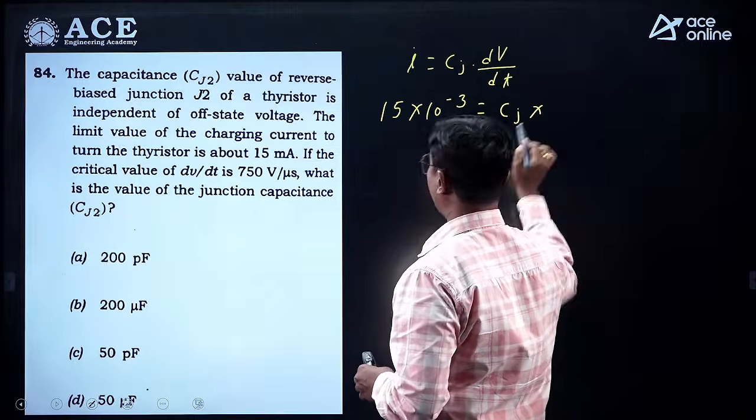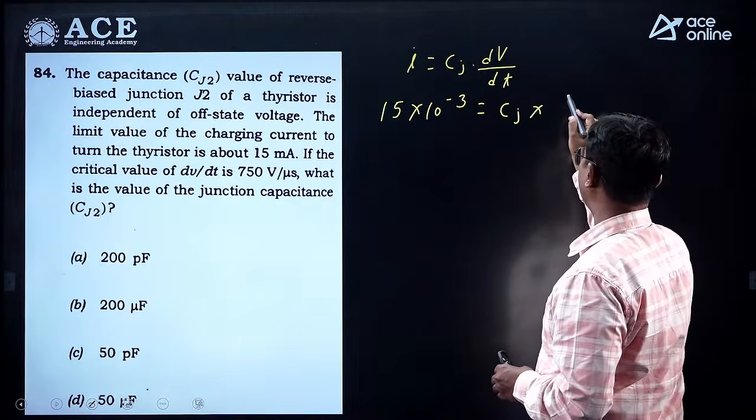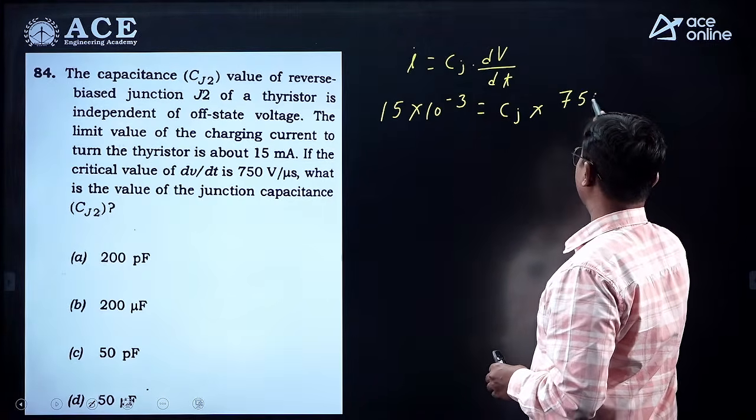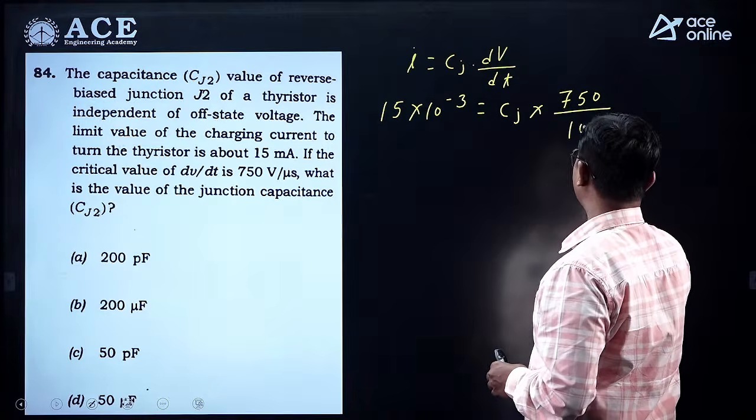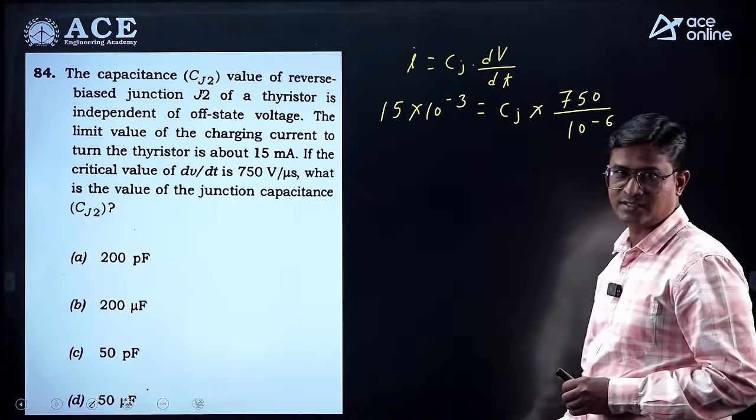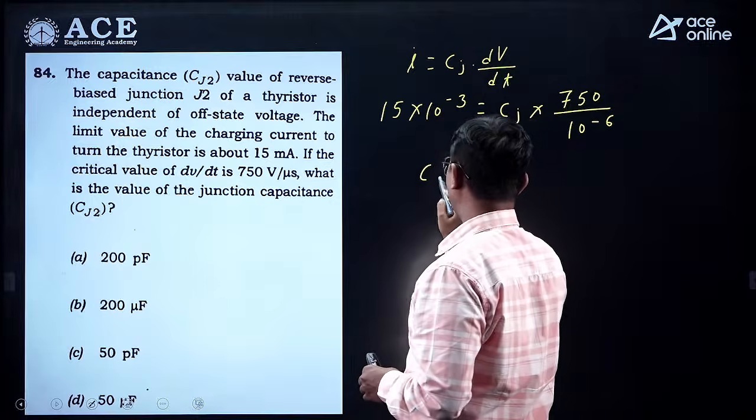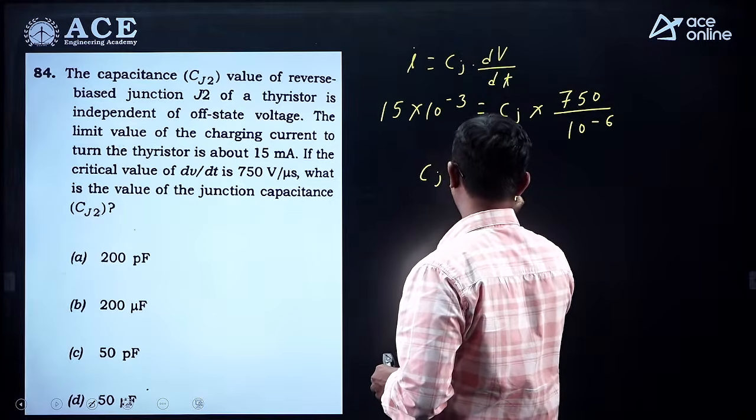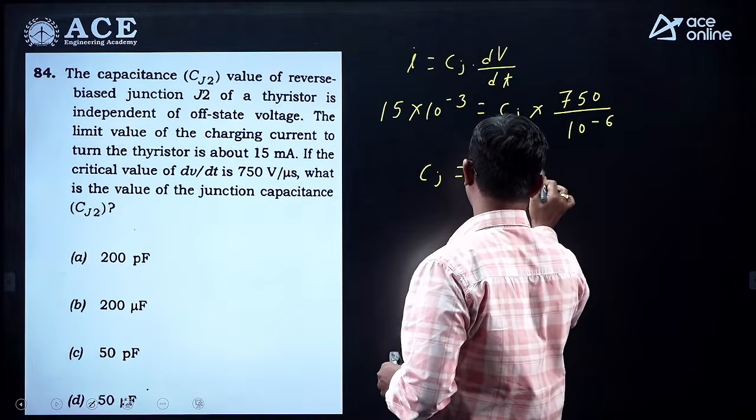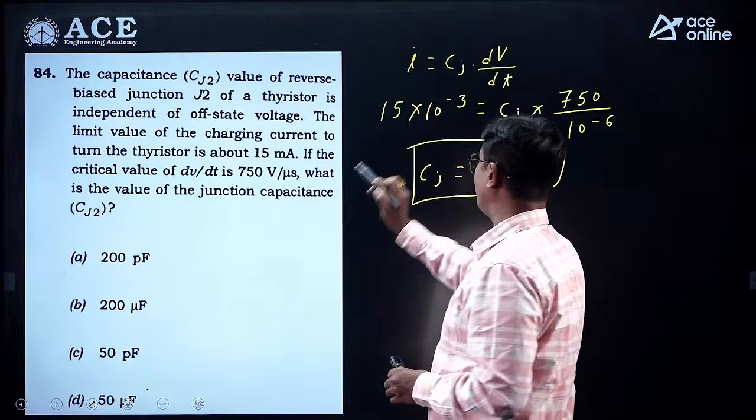Cj, we need to find it from the maximum dV by dt. It is 750 volt per microsecond, that is 750 upon 10 to the power minus 6. If you simplify this, you will get Cj equal to 20 picofarad. So actually the answer is 20 picofarad.